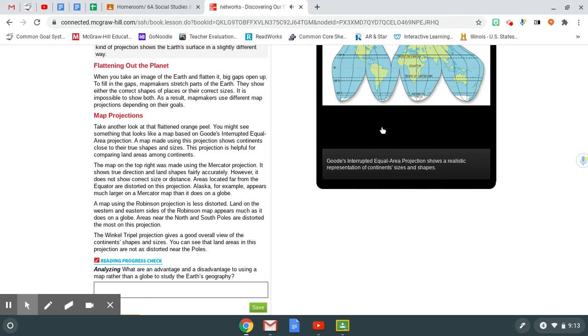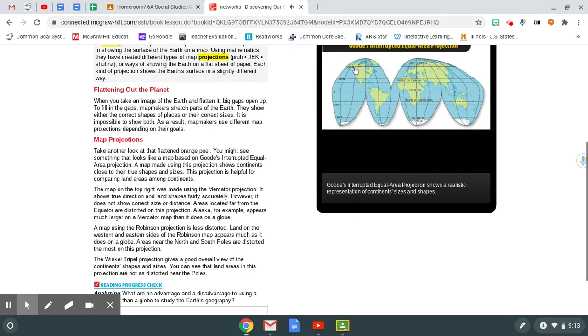A map made using this projection shows continents close to their true shapes and sizes. This projection is helpful for comparing land areas among continents. The map on the top right was made using the Mercator projection. It shows true direction and land shapes fairly accurately. However, it does not show correct size or distance. Areas located far from the equator are distorted on this projection. Alaska, for example, appears much larger on the Mercator map than it does on a globe.